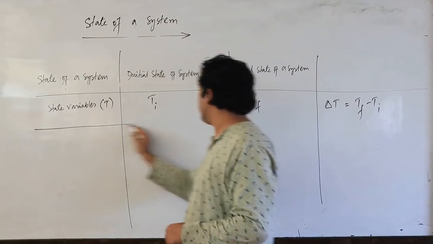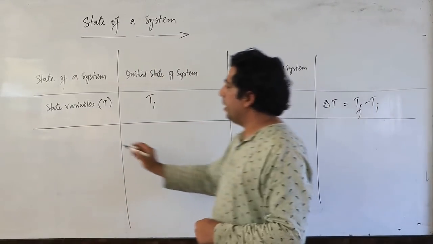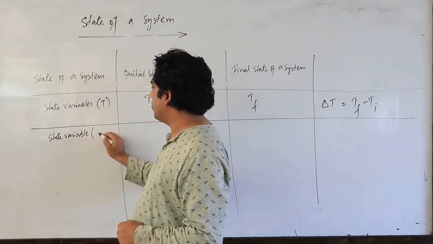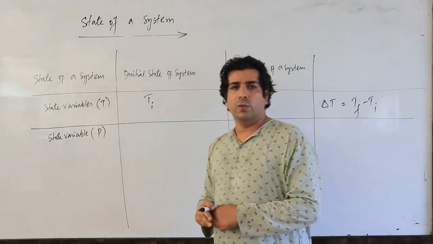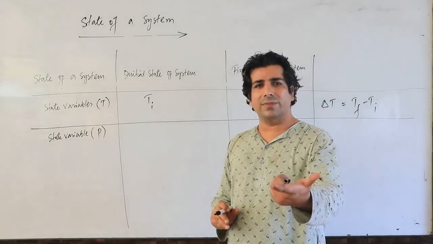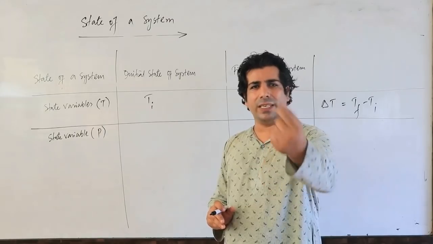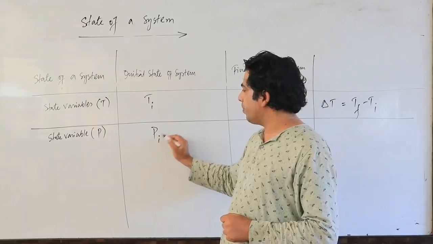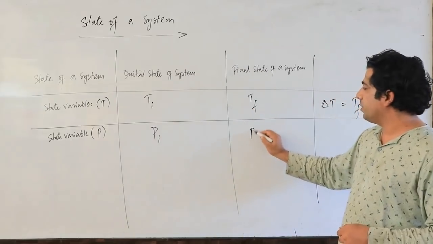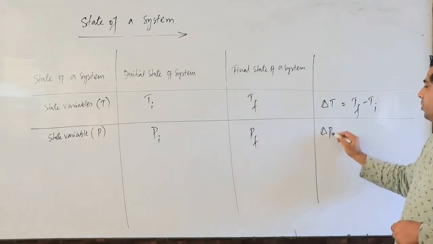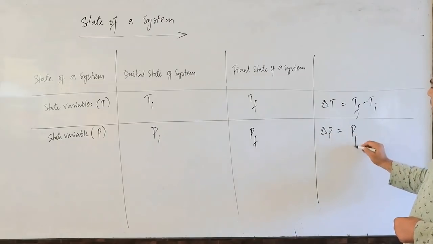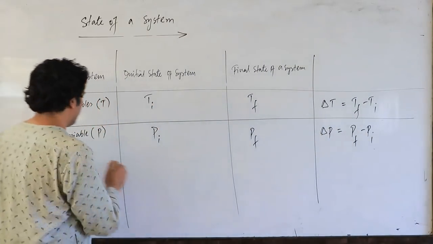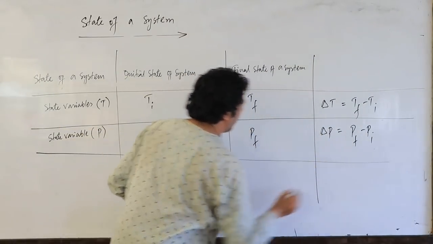So remember that particular thing. Let's take one more state variable. Let's suppose I am taking the pressure. We can either increase the pressure or decrease the pressure for any gaseous system. Correct? So let us suppose the initial pressure is Pi and the final pressure is Pf. Then the change in pressure will be given as what? Pf minus Pi. Correct?